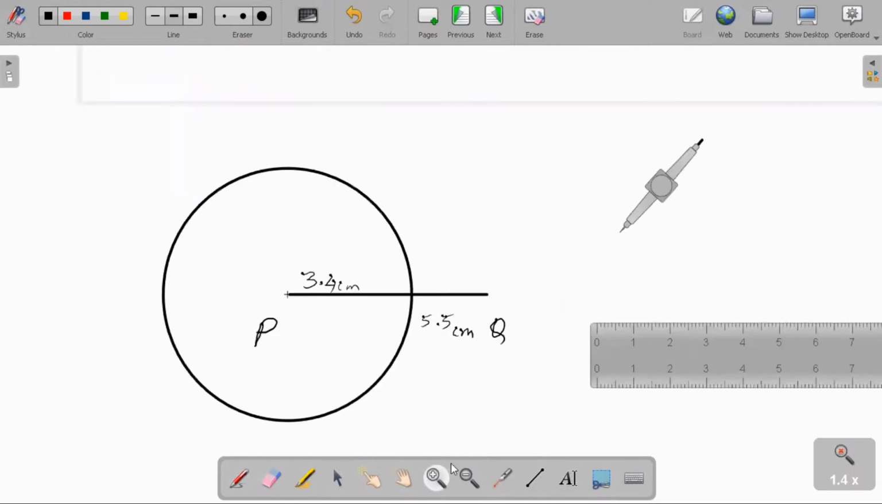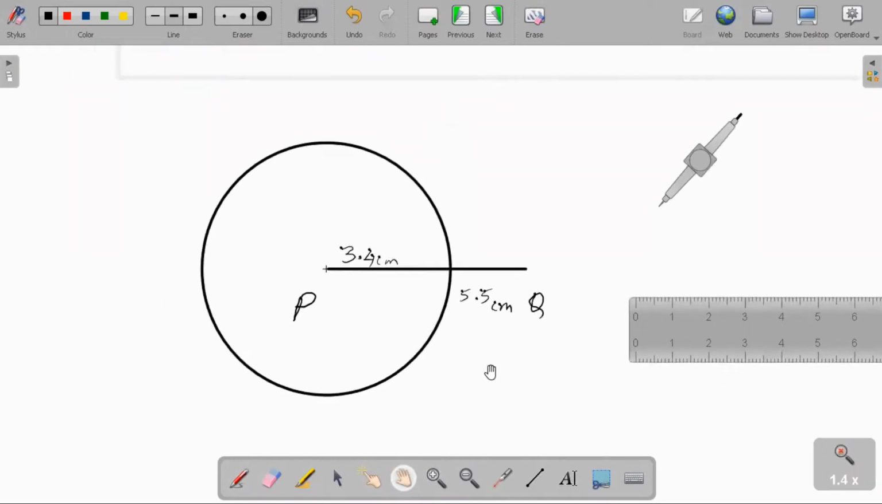Okay. Now, we need to draw a perpendicular bisector for the segment PQ. So for that, you take your compass and put the pointer of your compass at point Q, take a suitable distance more than half and draw an arc. In the same way, without changing, put the pointer of the compass at point P and cut an arc on the other side. Now, with the help of these two arcs, you draw an arc above and below. So I'll draw the arc up and I'll draw the arc below as well.